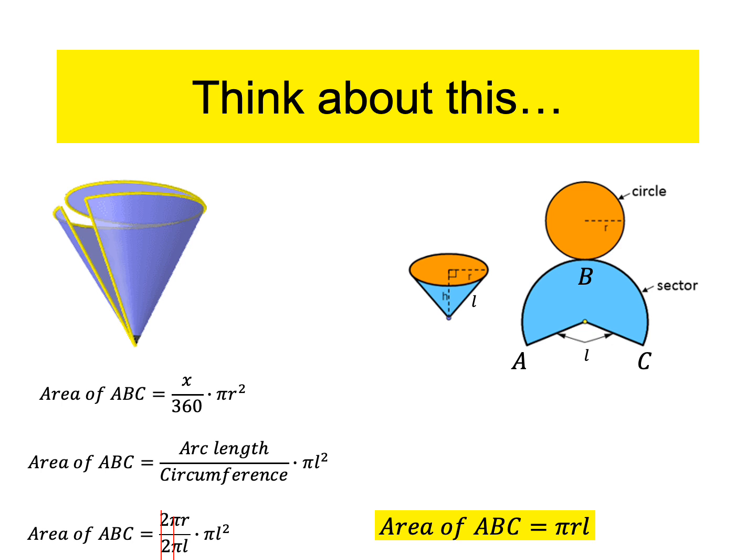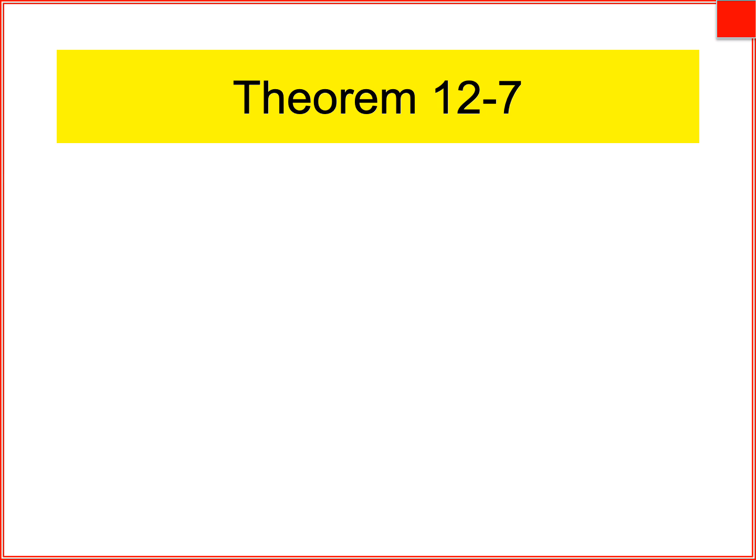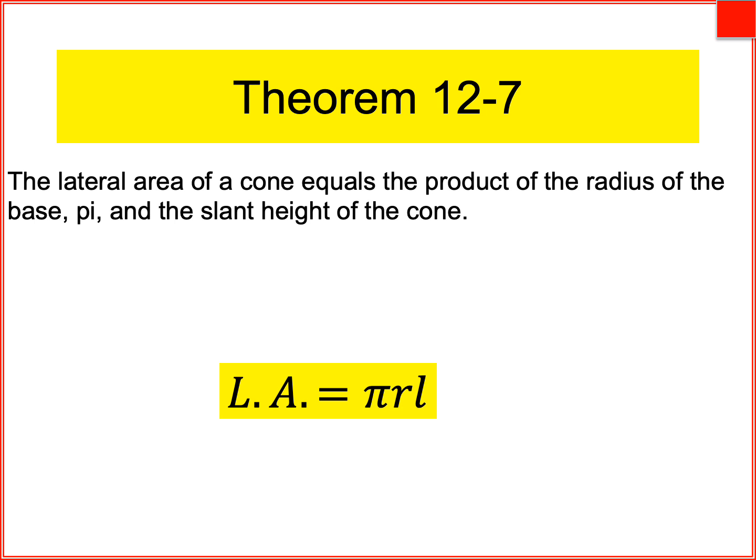Drum roll, please. That is Theorem 12.7. Theorem 12.7 says that the lateral area of any cone is equal to pi times the radius of the base times the slant height of the cone. Now, for those of you flipping through the pages, the book doesn't necessarily say it this way. They didn't even try to prove it to you. I just proved it to you, by the way.